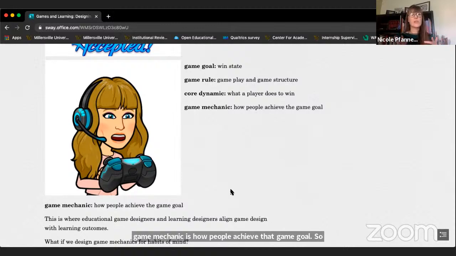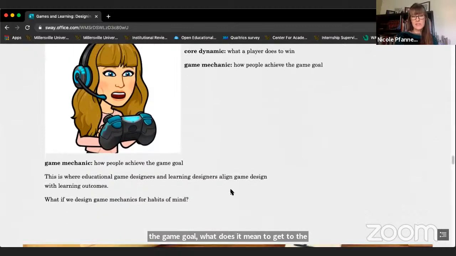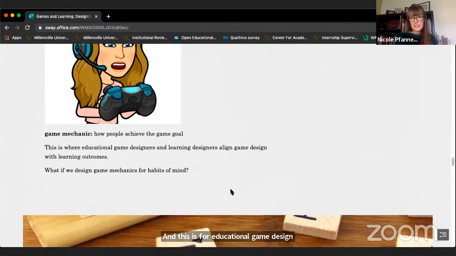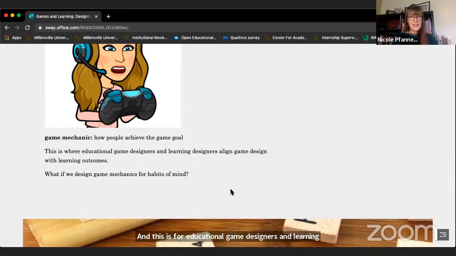What are the activities? What are the interactions? What are the challenges? What are the quests? There are a lot of different ways to name this. What does it mean to get to the game goal? What does it mean to get to the game win state? This is where educational game designers and learning designers can align and should align, and I'm arguing we all should align game design with learning outcomes, and we should align game mechanics with habits of mind so that these game mechanics are paying attention to fostering ways of thinking, not just engaging with whatever the content is.